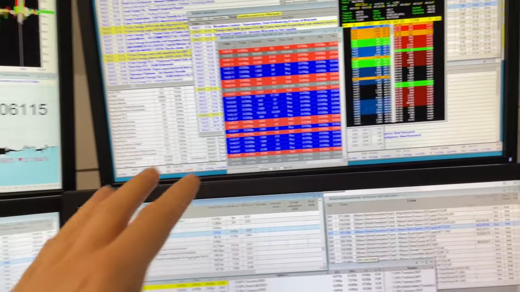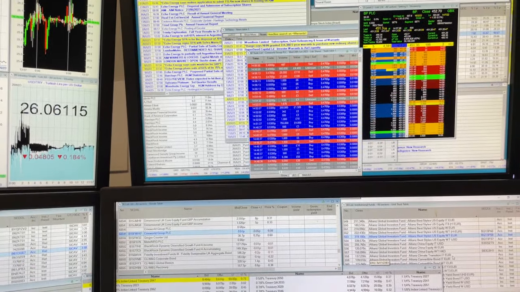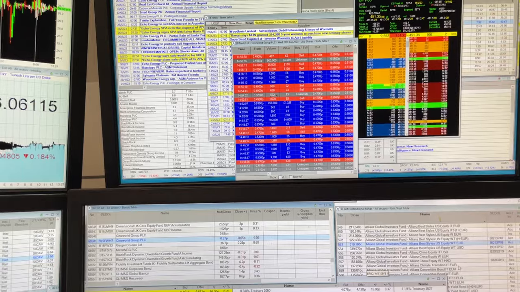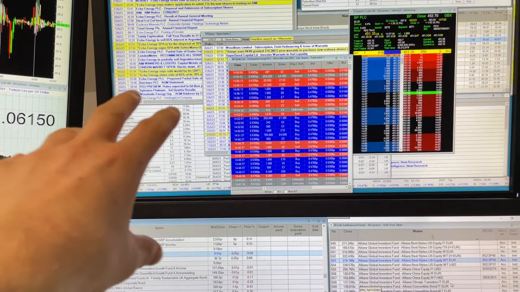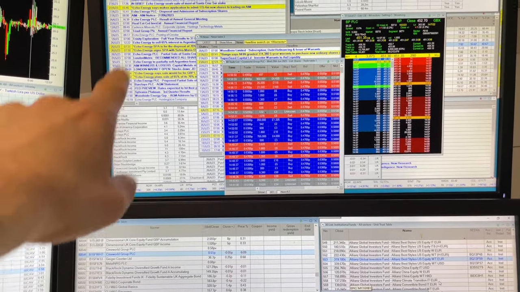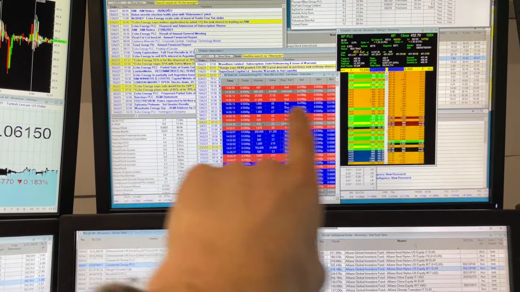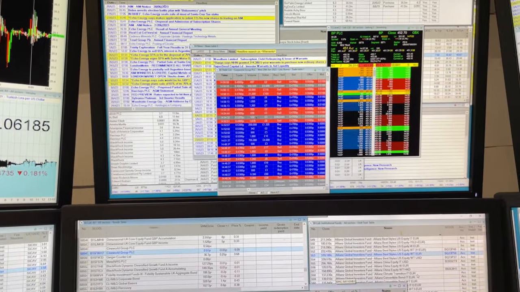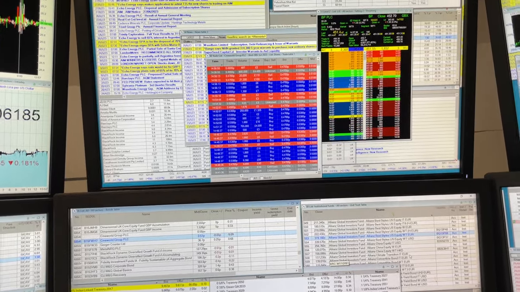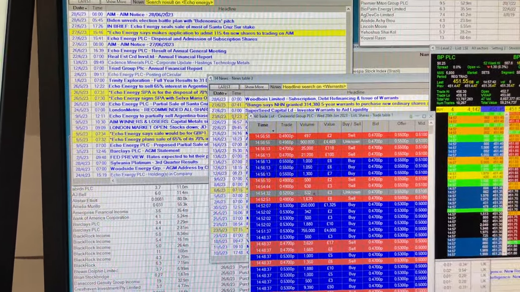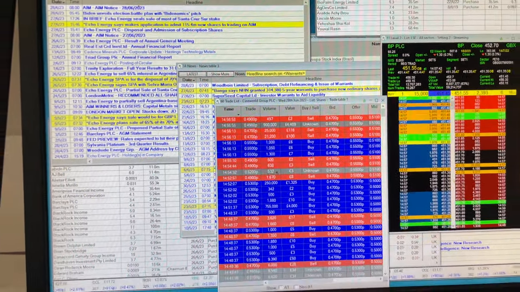So when I'm trading two, three, four stocks, I will have the time and sales and the level two usually on this top screen and they will all be lined up. So I can usually have four of them across in one go. And that's really important to be able to do. And then you can see custom feeds for individual companies that we look at.